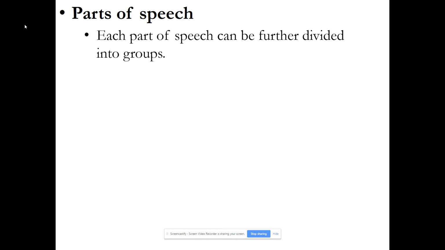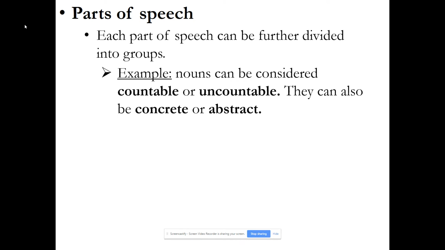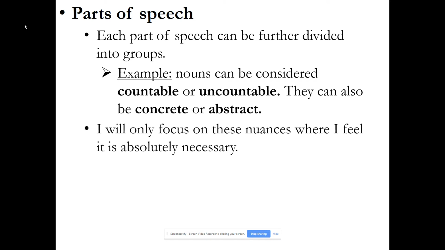You can take all the parts of speech and you can divide them up into more groups, right? For example, nouns can be considered countable or uncountable. They can also be concrete or abstract. But these nuances get really complicated really fast, and so I don't want to spend a lot of time explaining every one of those. That would be an hour-long video or more. Instead, I'm just going to focus on those divisions when I think it's important. And some of the future videos will involve talking a little more about these divisions and how they apply to certain parts of speech.